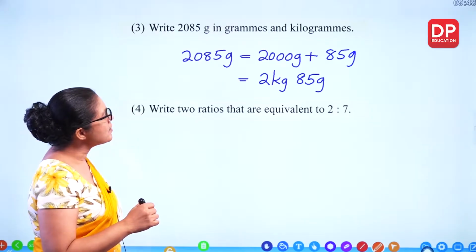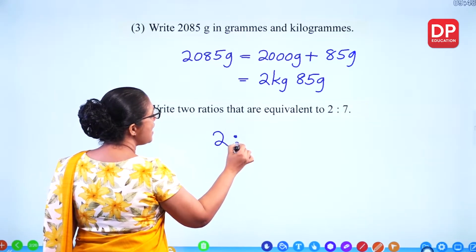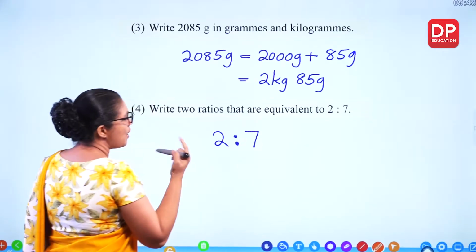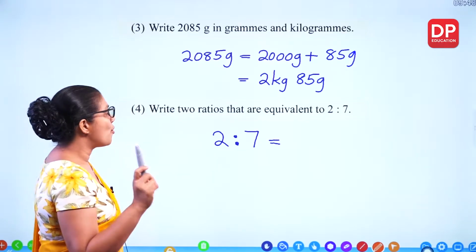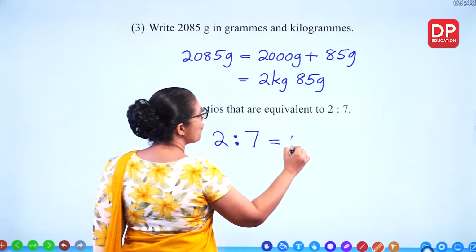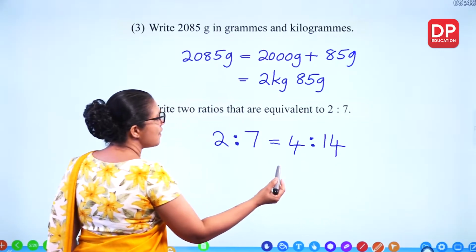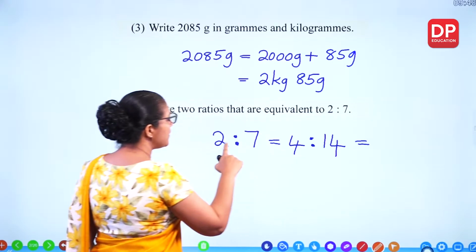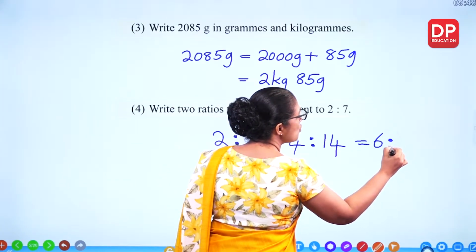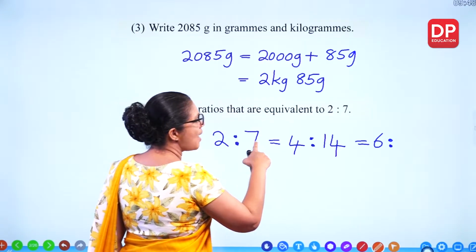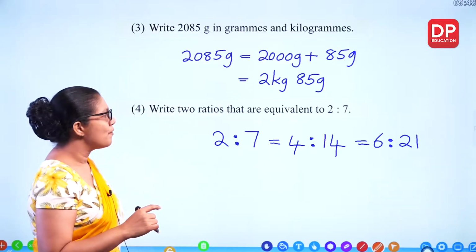Write two ratios that are equivalent to 2 to 7. You can take any multiple. You can multiply by 2. When you multiply, you have to do it for both numbers. 2 times 2, 4. 2 times 7, 14. Another one, I can multiply by 3. 3 times 2, 6. 3 times 7, 21. So these are equivalent ratios.